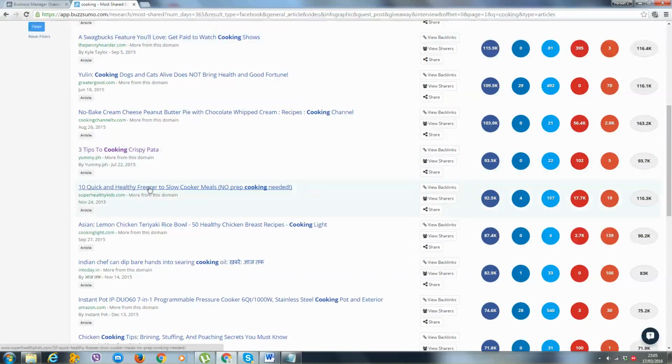Okay, 10 quick and healthy freezer to slow cooker meals. No prep cooking needed. Boom boom pow. You just target slow cookers, okay? Slow cooker meals, whatever. Pulled pork, I don't know. You just target slow cooker. You can target a slow cooker audience. At the same time, you can target cooking brands such as Tip Hero, Sorted Foods, and that's your target audience right there.